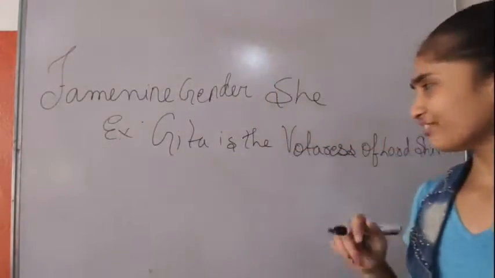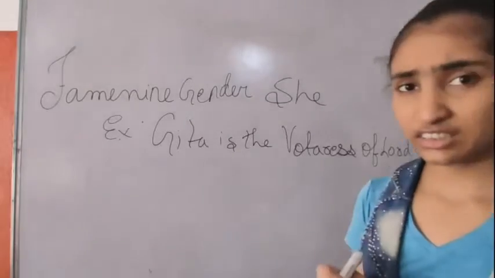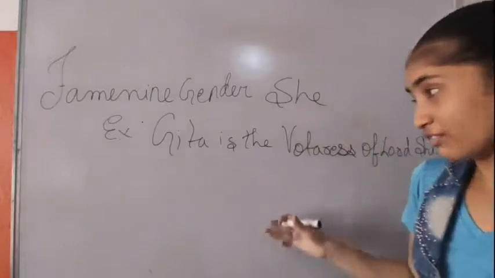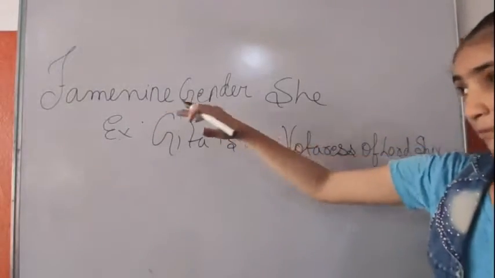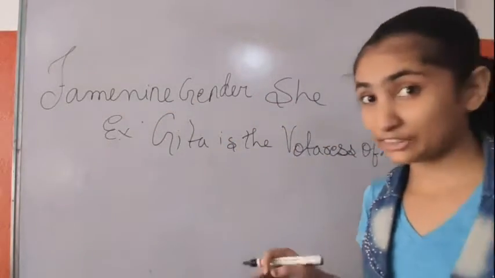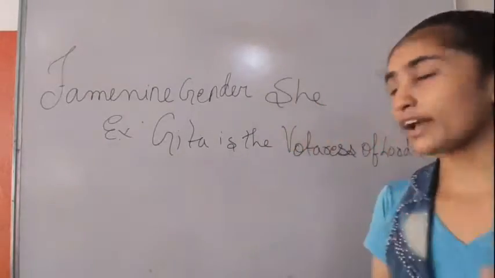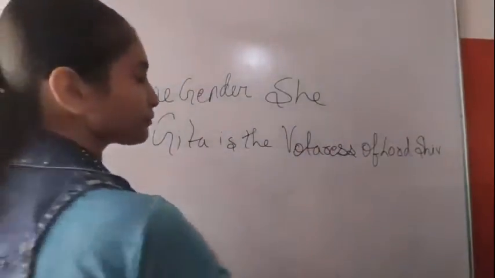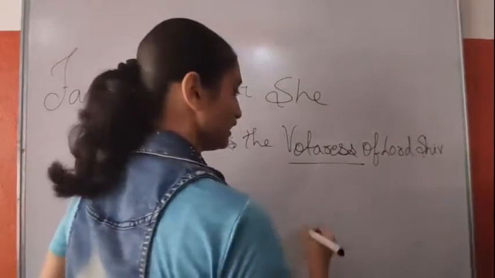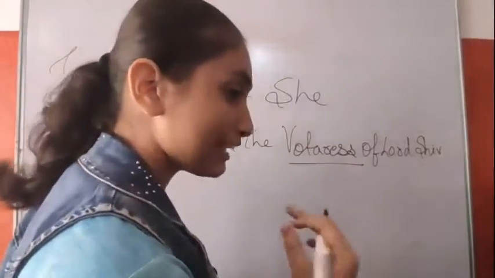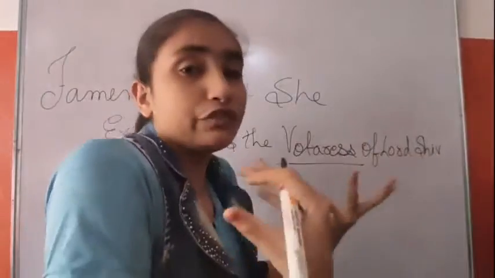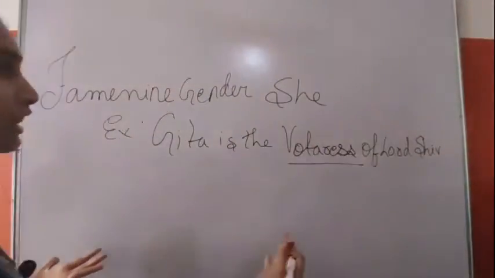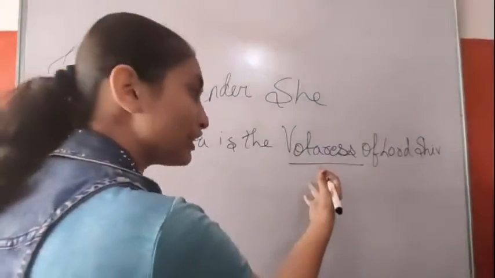Here, can you identify where the feminine gender is? Let's try something hard to identify where the feminine gender is. Can you identify? Okay, don't worry. Let me tell you. Votress means that you are devoted towards someone. Then the female devotee is known as votress.